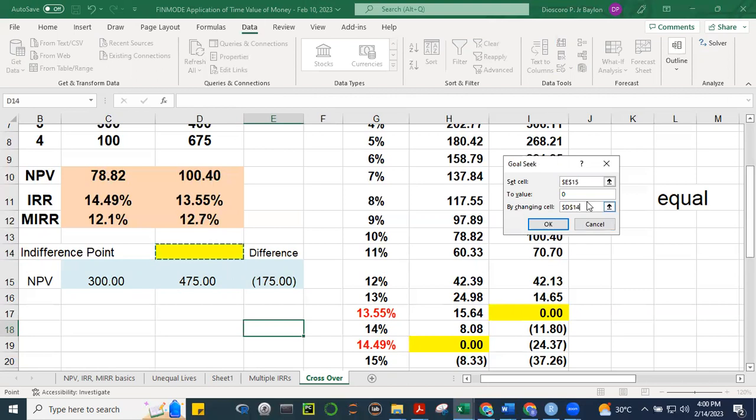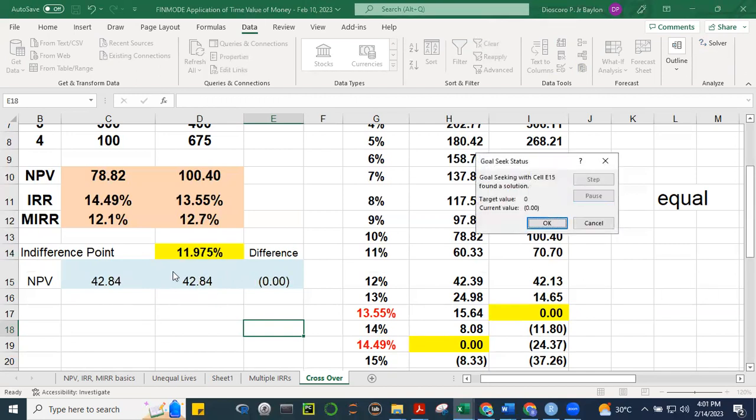All right. So, what are we telling Excel? Hanapin niya nga itong rate na to so that the difference between the NPV of S and the NPV of L will be 0. Kailan ba siya magiging 0? Kung magiging equal sila, di ba? Alright, okay. Ayan. Yan ang answer, class.